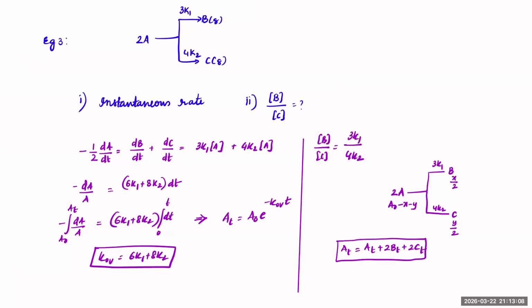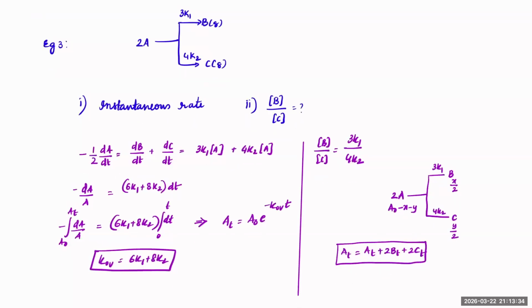No matter how generic you make the parallel reaction, right, you can always calculate the expression of A, the expression of B, the expression of C, and also the ratio of concentrations. Clear? All good? Everybody, check.